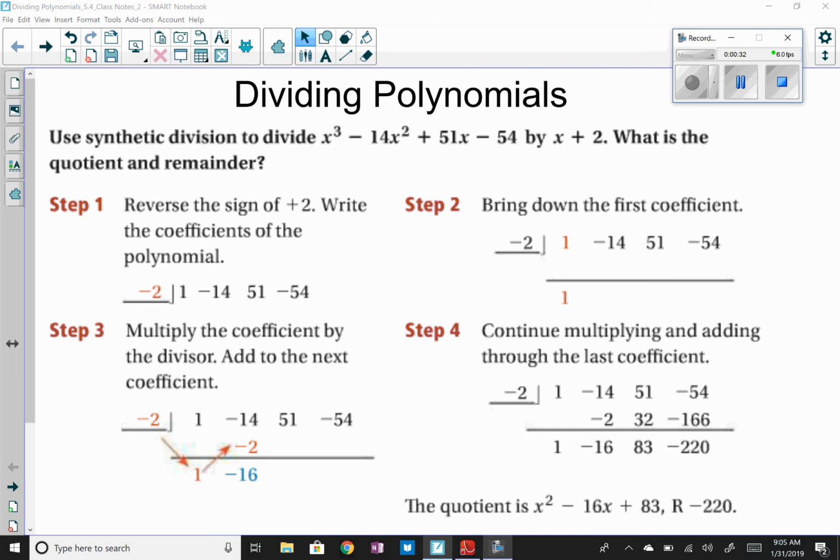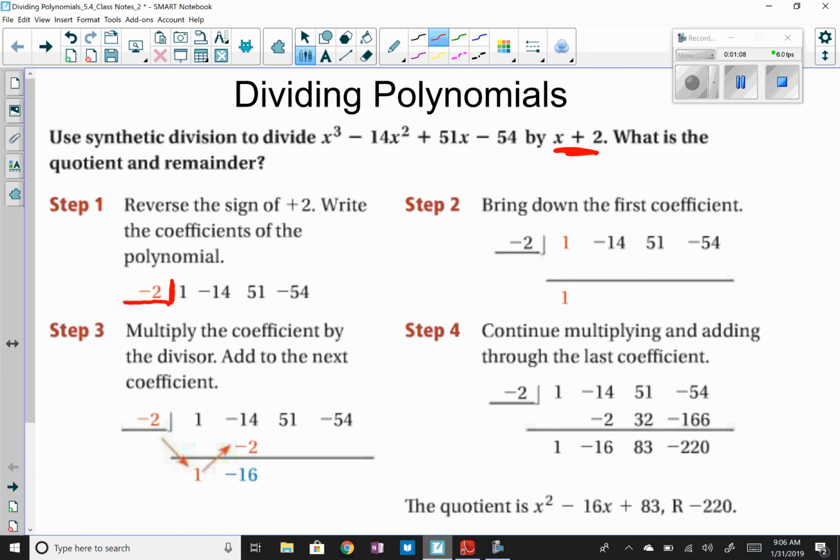So let's take a look at how they show us to do this. The first step is we're dividing by x plus 2. The first step is to reverse the sign and put it in this little house here. So you notice that we put a negative 2 in the little house to get this started. The next thing is, after you reverse that sign, to look at the coefficients. So we see that they're going in descending order: x cubed, x squared, x, and constant.